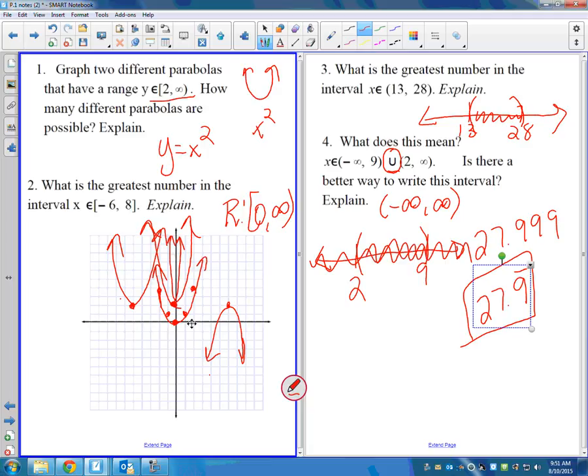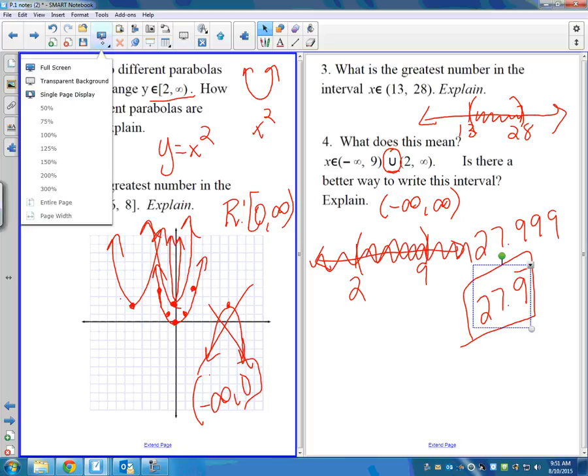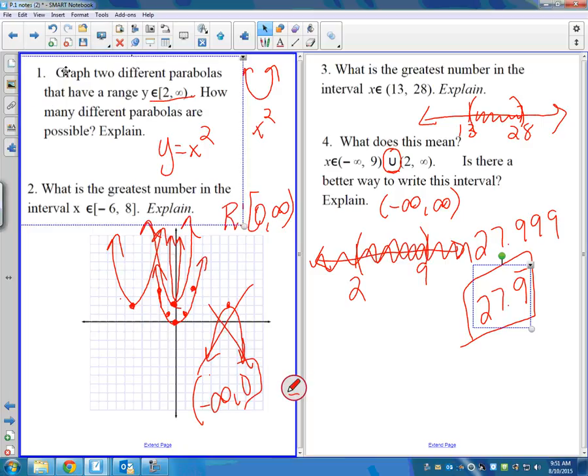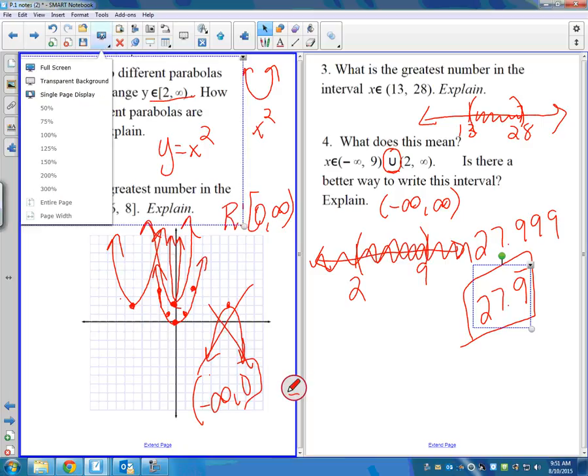Oh, look, that's not right, right? What did I just do? That's negative infinity to 0. Thanks. You have to tell me when I'm wrong. That's automatically what I wanted to do, though. Oh, that's not right.